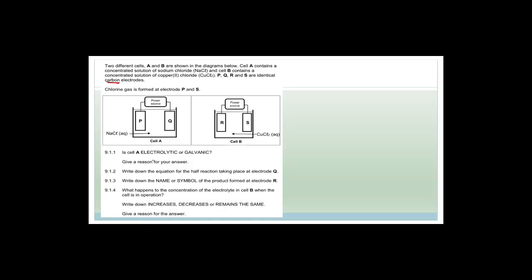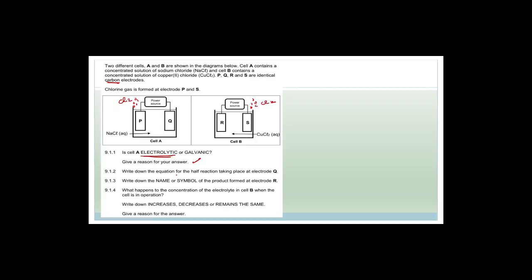Okay. Now it says chlorine gas is formed at P and S. So we get chlorine gas bubbling off here, and we get chlorine gas bubbling off here. Okay. First of all, is cell A electrolytic? We've already discussed it. Yes, it is. And why? Because the conversion is from electrical to chemical because we've got a power supply.